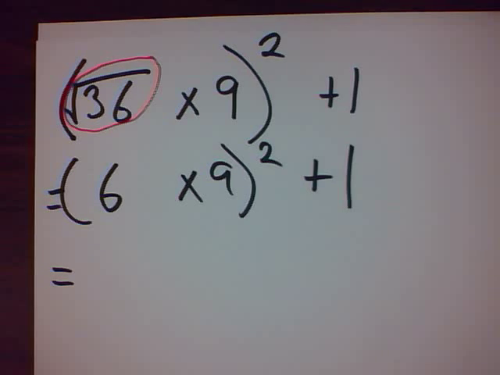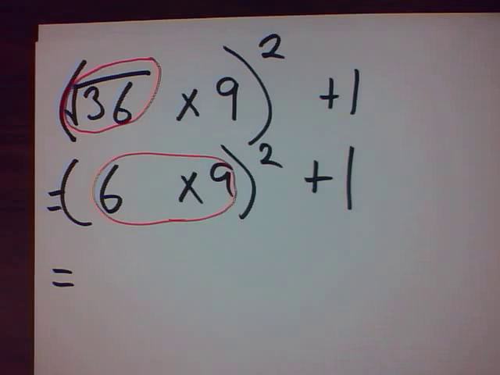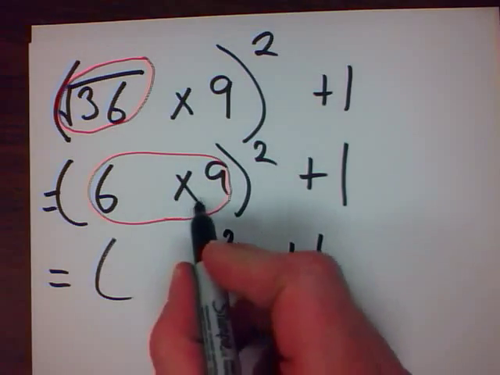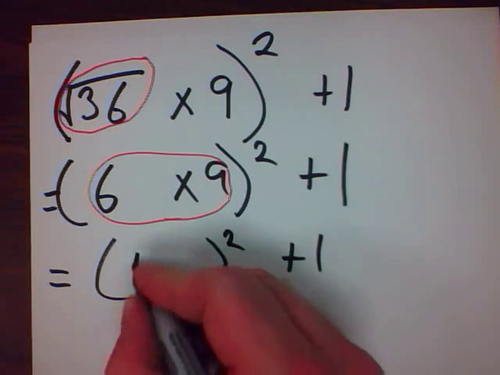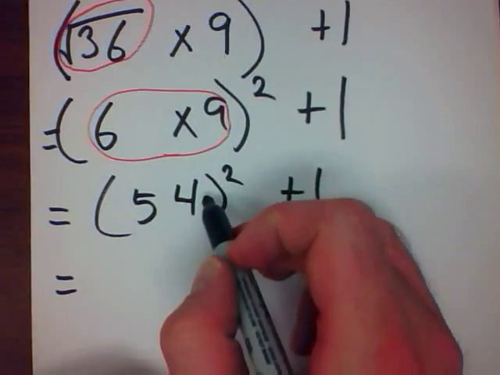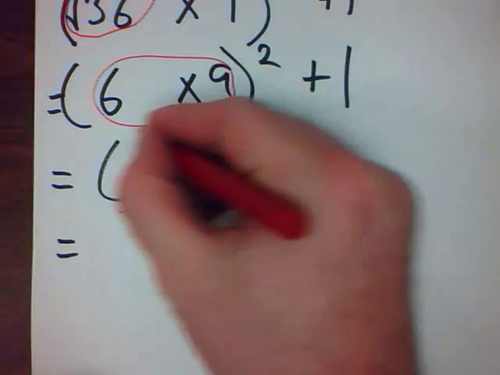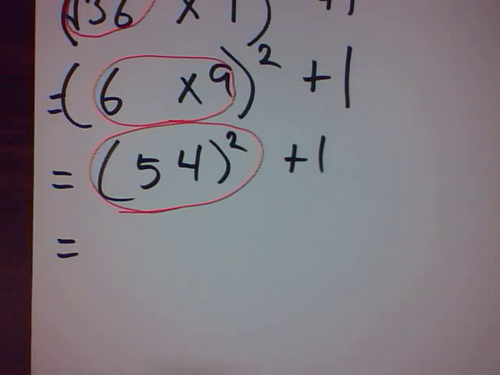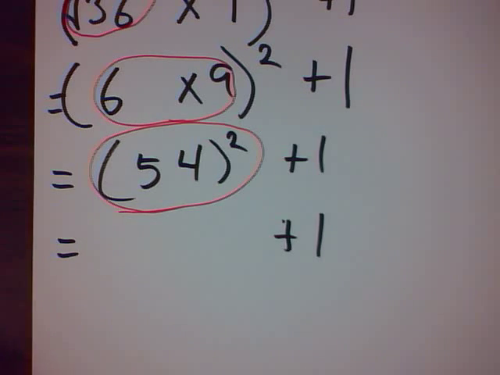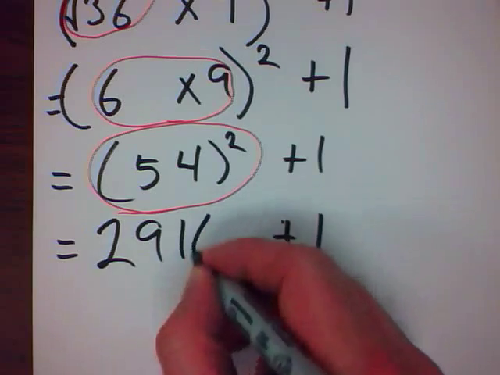Brackets, are there any? Yes, and inside the brackets there's one thing that I can do. Copy down everything I'm not using. 6 times 9 is 54. BEDMAS, brackets, yes, nothing to do in them. Other exponents, yes, there is an exponent. Copy down the stuff I'm not using. 54 squared, 2,916.